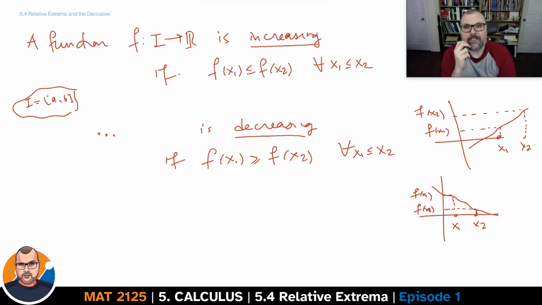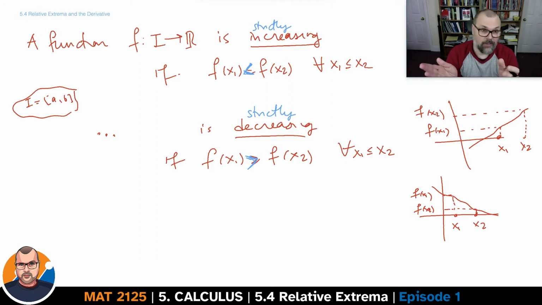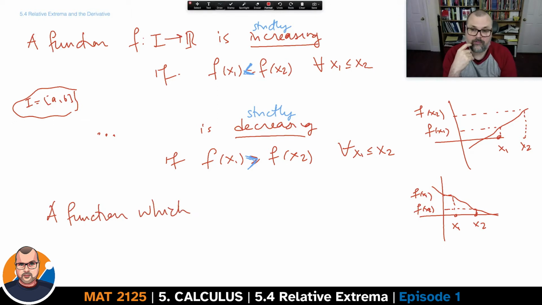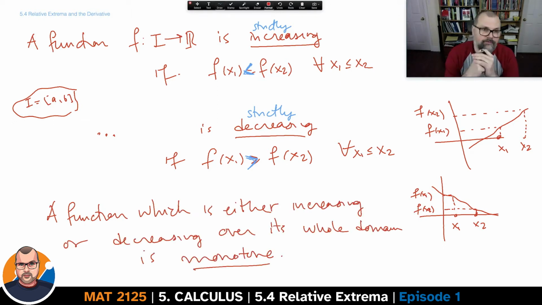Now, if these inequalities here are strict, then we're talking about functions which are strictly increasing, strictly decreasing. This is the function equivalent of sequences that are monotone. Monotone increasing, monotone decreasing. A function that is either increasing over its whole domain or decreasing over its whole domain, but we might not necessarily know which one of the two it is. We say that it is monotone. We might have strictly monotone if the increase or decrease is strict.